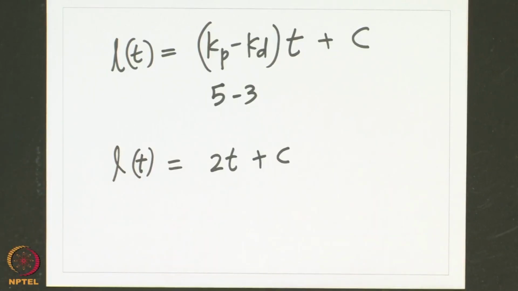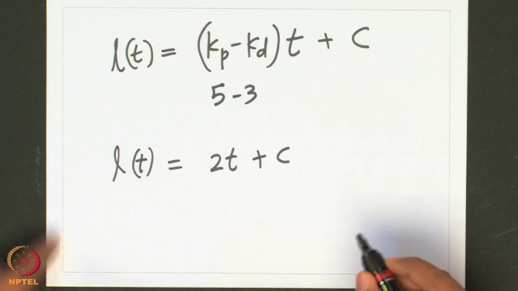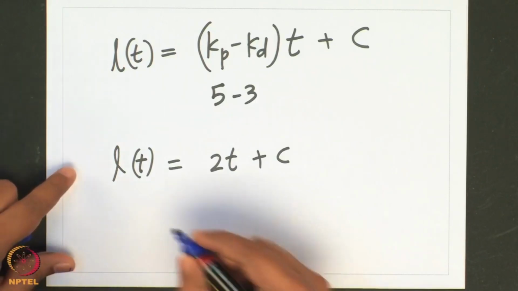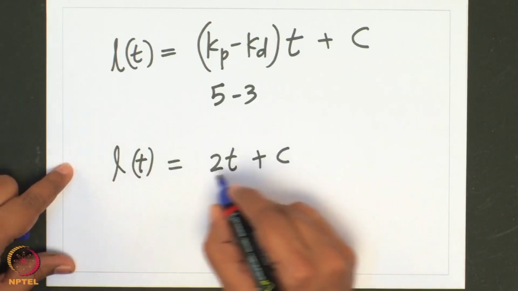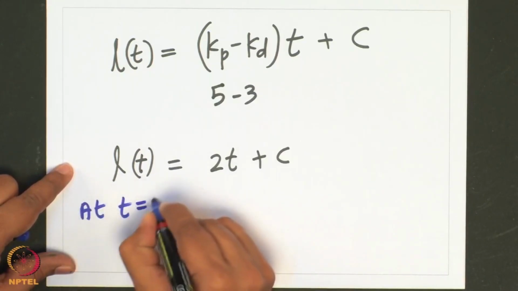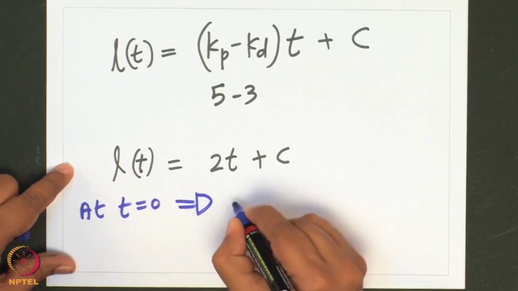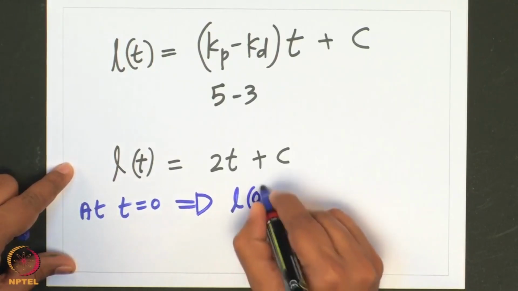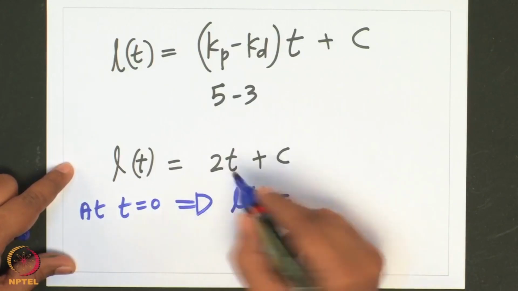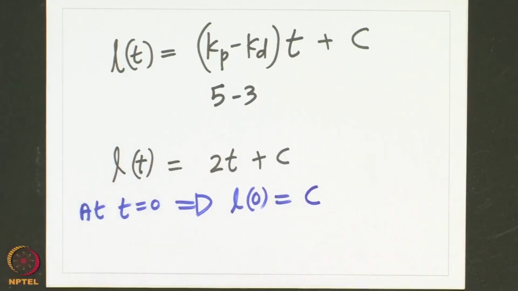Now, we do not know c. What is c? If I look at this equation and substitute t equal to 0, at t equal to 0, the length L0 will be 2 times 0, which is 0, plus c. So, c is nothing but L0.